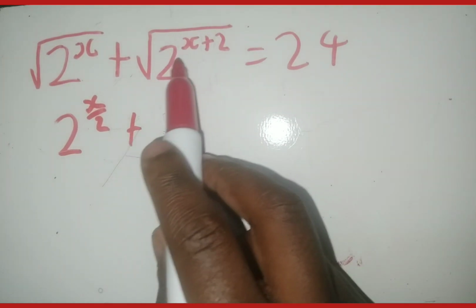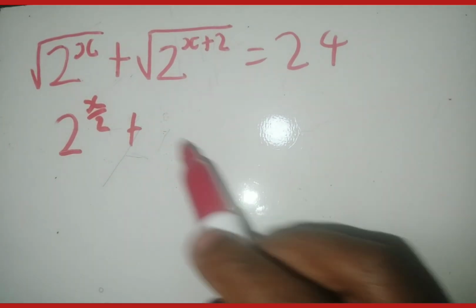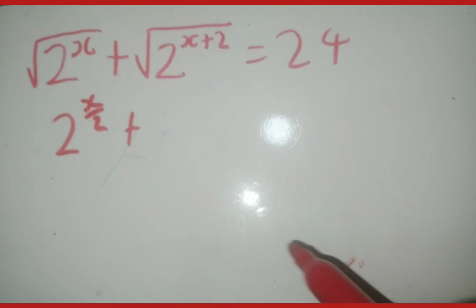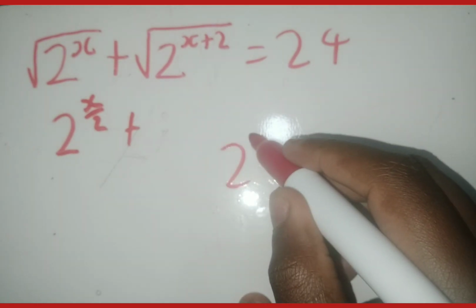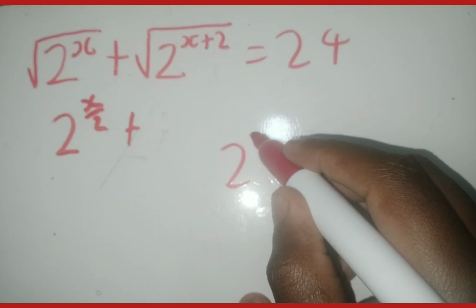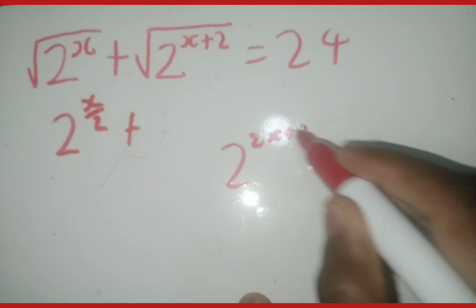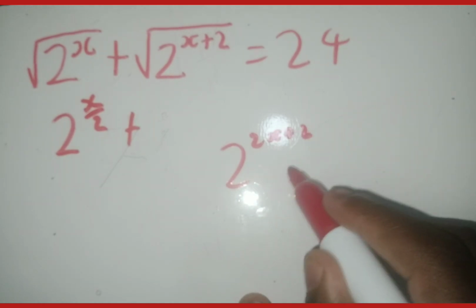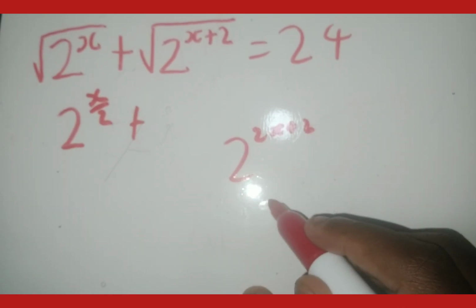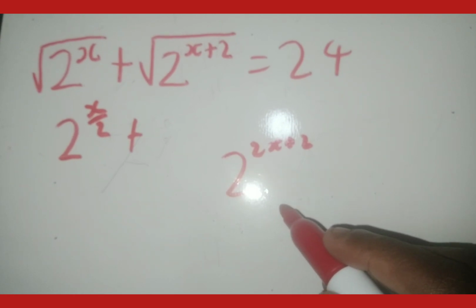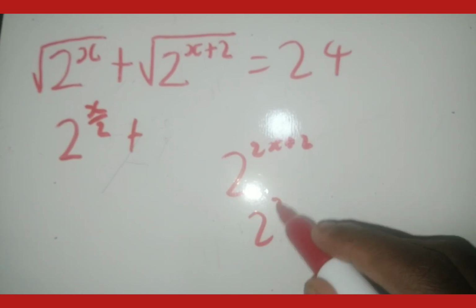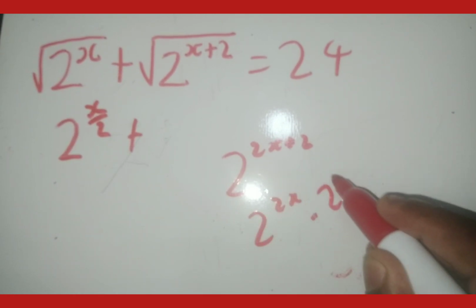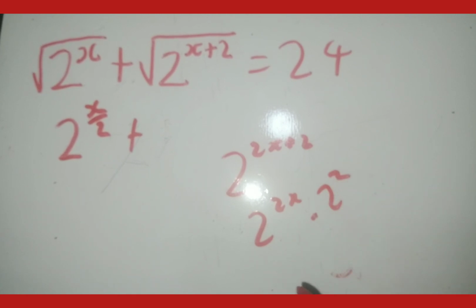Before we convert this one, whenever you're solving for x and x is an exponent, whenever you've got something like, let's just say, 2 to the power of x plus 2, you have to split it, right? So if this is 2 to the power of x plus 2, you're going to have to split it. Then this is going to become 2 to the power of x times 2 to the power of 2. We're using laws of exponents. We know that if the base is the same, we will add the exponents.